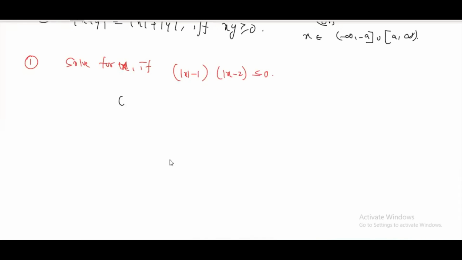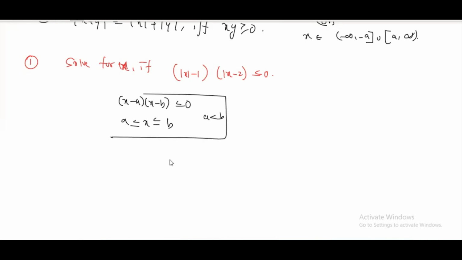So we know if x minus a into x minus b is less than or equal to 0, then x lies between a and b, provided a is less than b. This is the inequality condition we know from the previous videos. Here, in the place of x we have mod x, and in the place of a and b we have 1 and 2. So mod x minus 1 into mod x minus 2 less than or equal to 0 means mod x lies between 1 and 2.